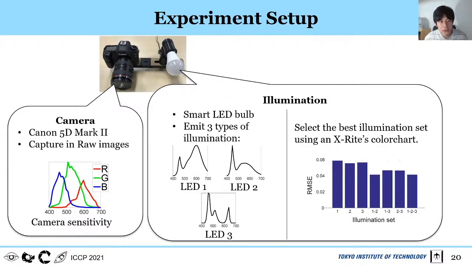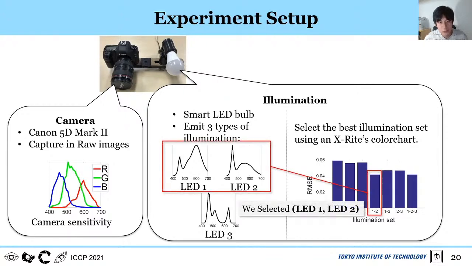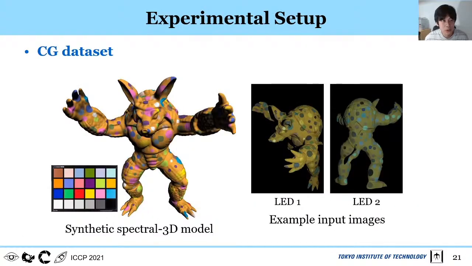Before conducting the spectral 3D reconstruction experiments, we select the best illumination set for spectral reflectance estimation using the spectral reflectance data of an X-Rite color chart. The result is that we select the illumination set of LED1 and LED2.